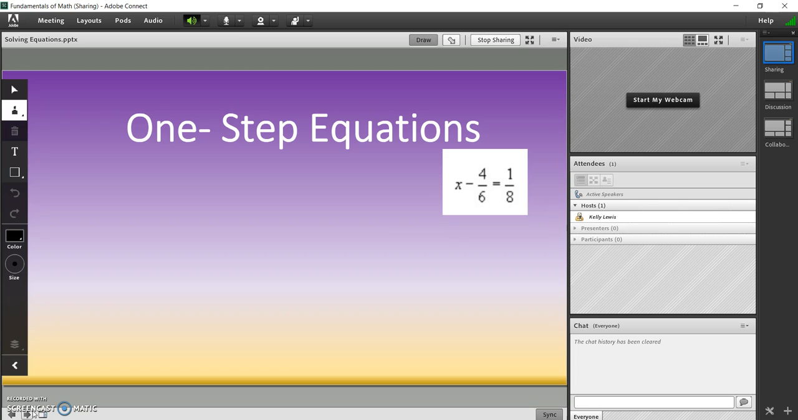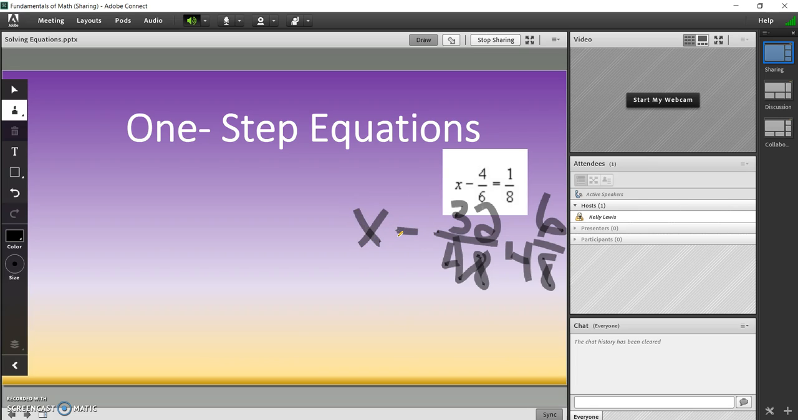So 8 times 6, that's 48. Let's make them both 48. So this is times 8, so we're going to do 4 times 8, that's 32. 8 times 6 is 48, and 6 stays 6. So we really have x minus 32 over 48 equals 6 over 48. That negative 32 over 48 is being subtracted. The opposite operation of subtraction is addition, so we're going to add 32 over 48 to both sides.